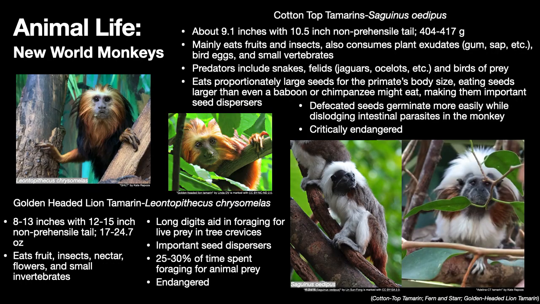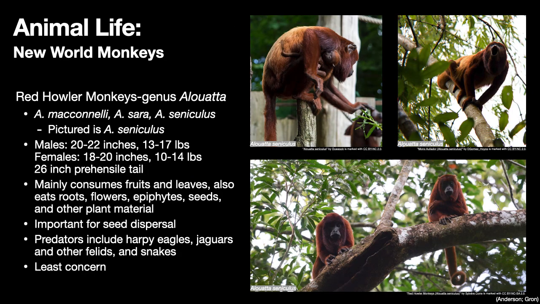New World monkeys are the primates of the Americas, such as tamarins, marmosets, howler monkeys, spider monkeys, and much more. Tamarins lack prehensile tails that many other monkeys possess, and they primarily eat fruits and insects. Howler monkeys have prehensile tails and also serve as important seed dispersers, particularly A. seniculus, who have been recorded dispersing nearly 140 different plant species, more than any other Alouatta species.